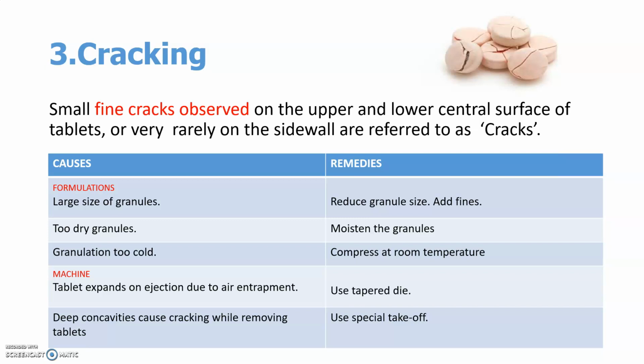So tablet expands on the ejection due to air entrapment. Understood? So deep concavities cause cracking while removing the tablet. Reduce the granule size, add fines. So you can also go to the size separation, and you can also use the granules of a uniform size or uniform range of size. So size separation can avoid some major defects in tablet. Moisten the granules, compress at the room temperature, use taper dies, and use special takeoff.